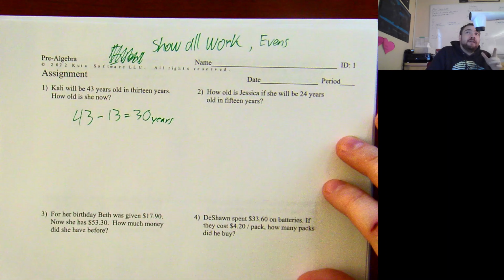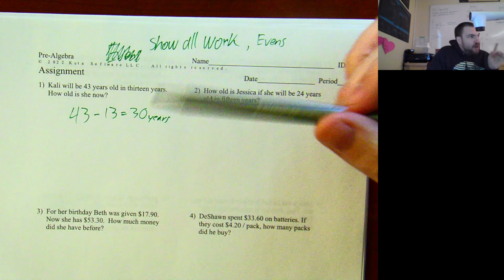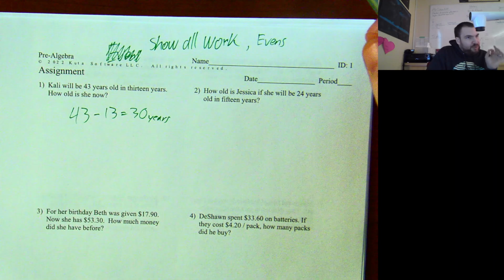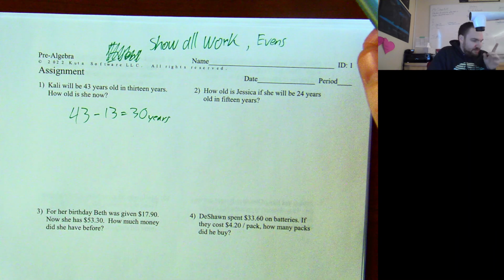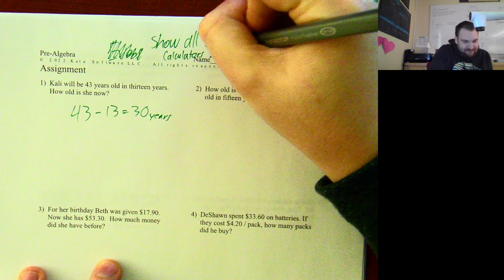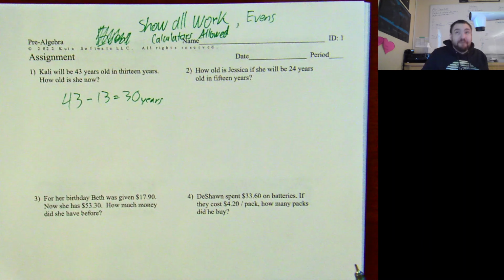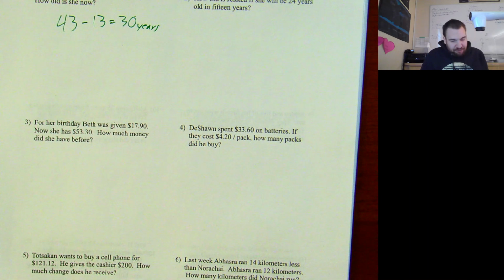With this one, I'm going to throw you a little bit of a curveball here, because I want to see all your work, but I'm going to allow you to use a calculator. Okay? So what that means is, for a question like number 4 there, Deshaun spent $33.60 on batteries if they cost $4.20 a pack. How many packs did he buy? How would you go about finding the value for one of those packs, Kyla?